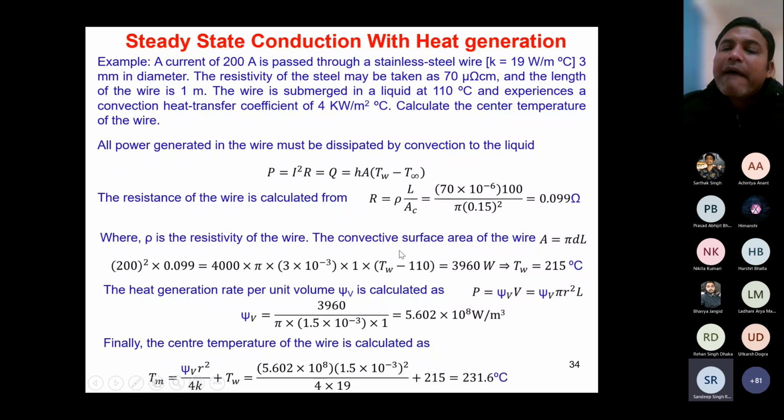Okay, so from this we can back calculate the wall temperature. So this is the wall temperature of the wire, which comes out to be 315 degrees Celsius, correct? Now what has been asked in the problem? In the problem, we have to calculate the center temperature of the wire. Now, this is the same system which we have looked at earlier.